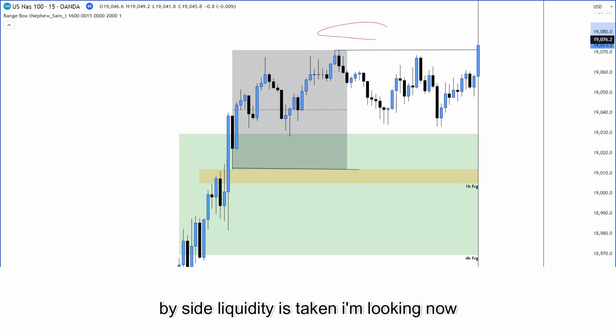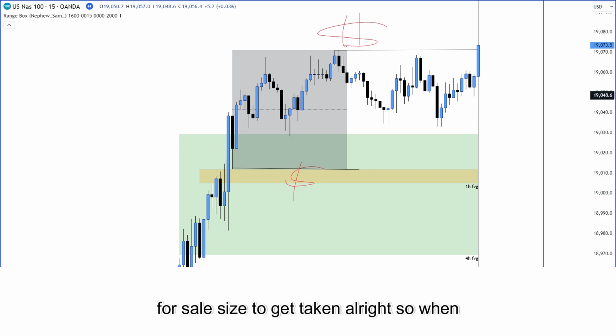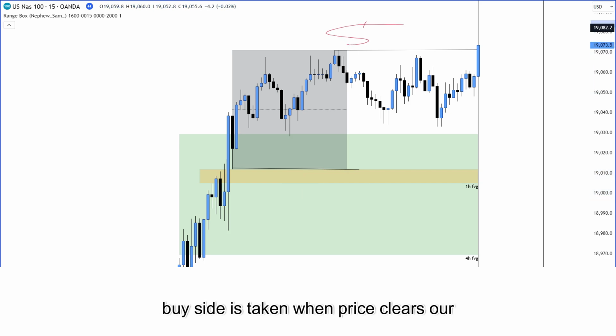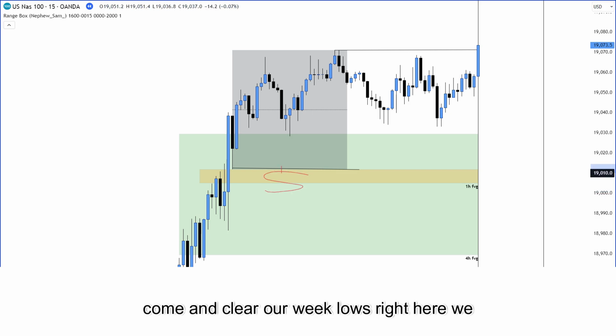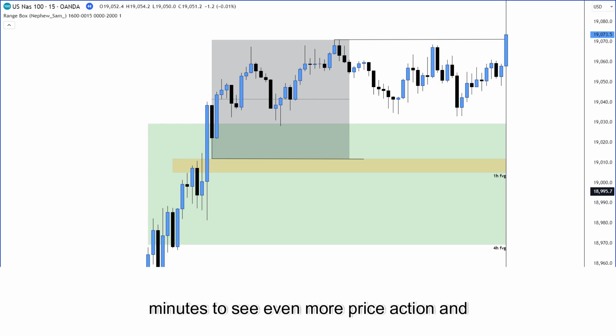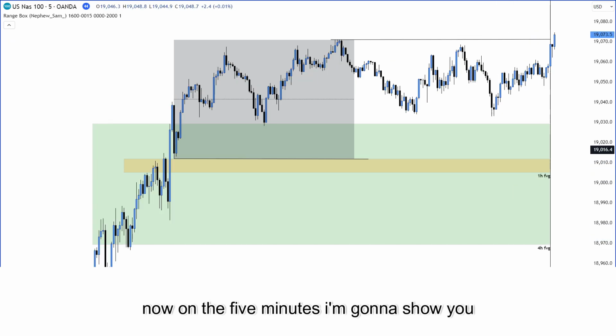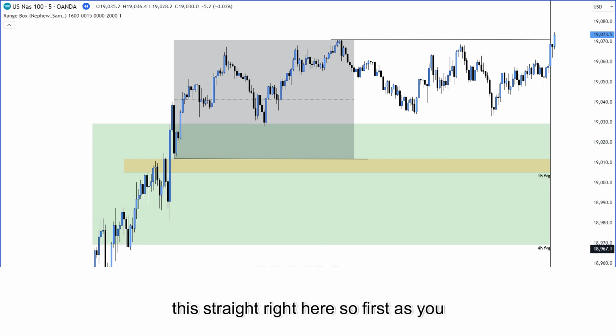Now, when buy side liquidity is taken, I'm looking now for sell side to get taken. All right, so when buy side is taken, when price clears our weak highs, I am looking for price now to come and clear our weak lows right here. We can even scale down even lower to the 5 minutes to see even more price action. And now on the 5 minutes, I'm going to show you guys the range on exactly why I picked this trade right here.